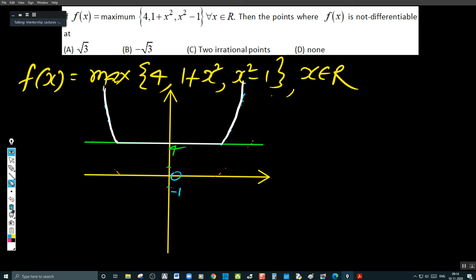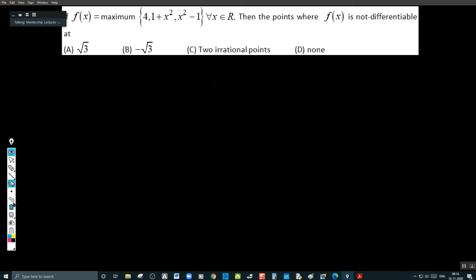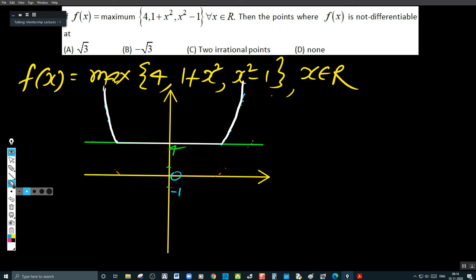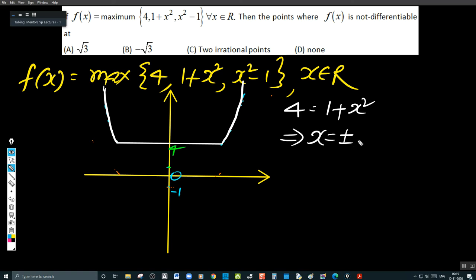Even we don't need this to be differentiable at root 3 and minus root 3. Even we don't need this green line also. That's it. According to this graph, you can understand where that curve is intersecting. You can check it out. You can solve it. That is, 4 is equal to 1 plus x square, which implies x is equal to plus or minus root 3.